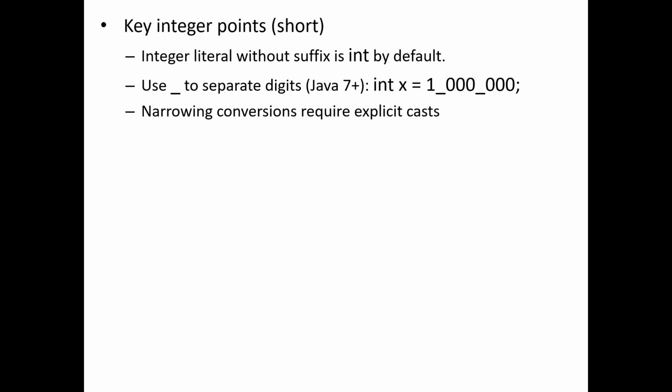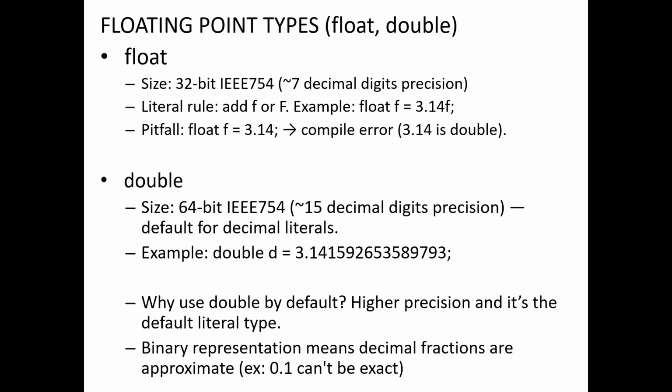Key integer points again: a literal value without a suffix is an int by default. Use an underscore to separate digits, which is allowed in Java 7 plus versions. Narrowing conversion requires an explicit cast, like downcasting. We need to define it explicitly.